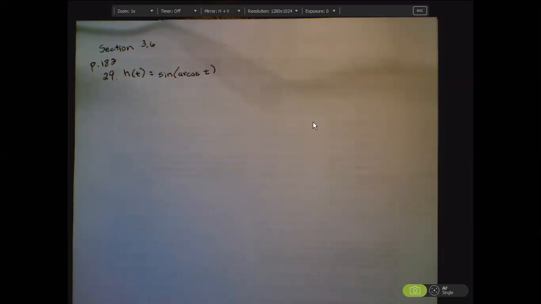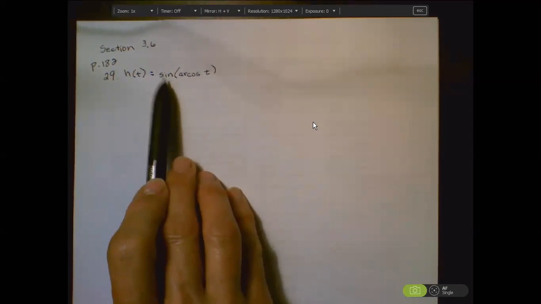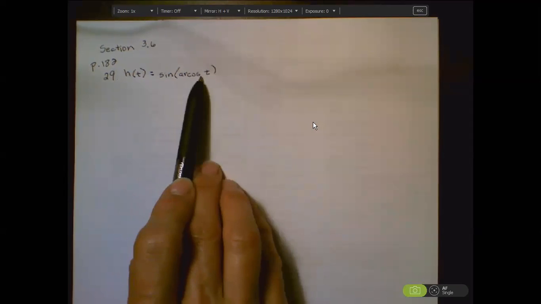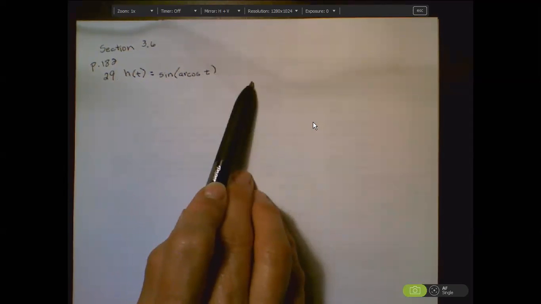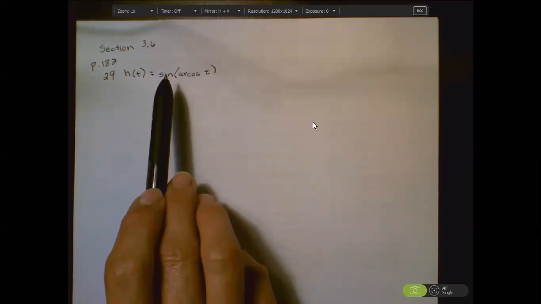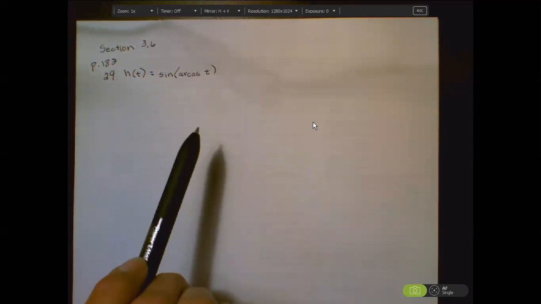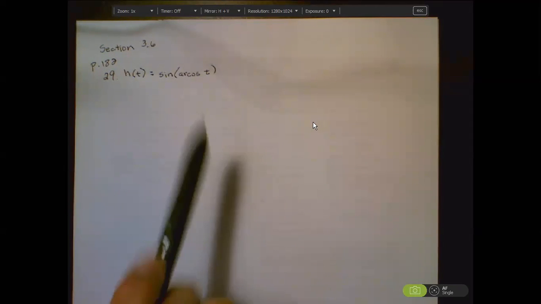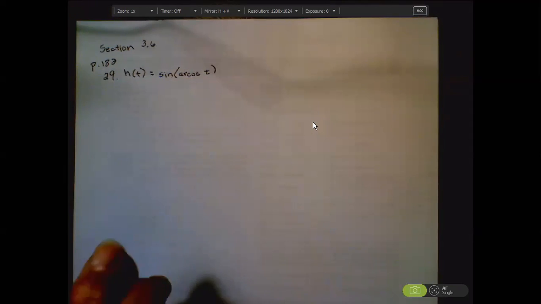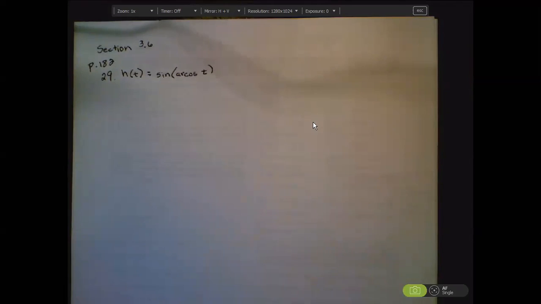Well, first let me say, you could do this as the sine of ugly, and the derivative of the sine of ugly is cosine of ugly times the derivative of the ugly. So it's completely doable that way. But do you remember how we changed sine of inverse something or inverse trig of trig into an algebraic expression? Anybody? Talk just a little bit louder. I can tell somebody's talking, but I can't hear what they're saying.